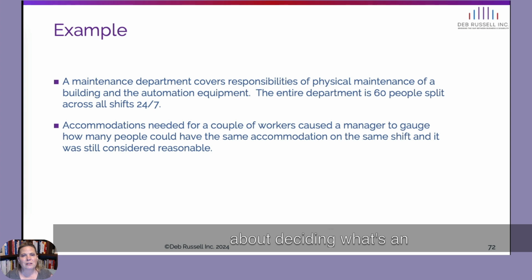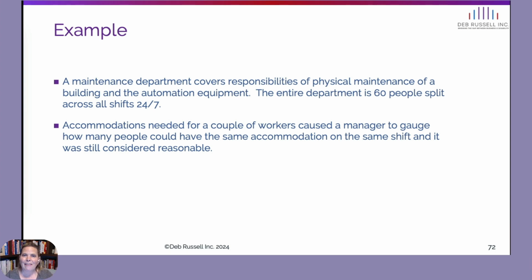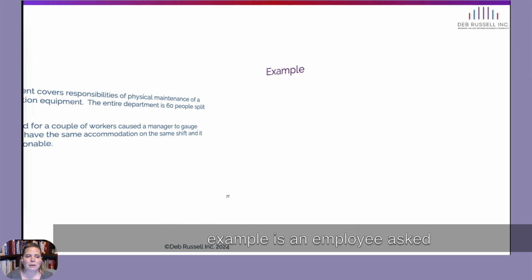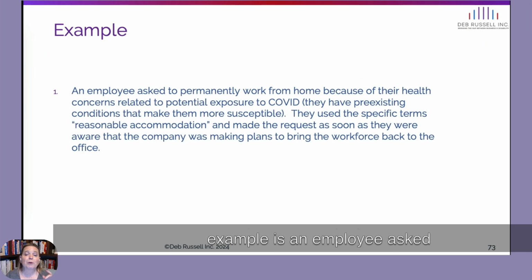But it was all about deciding what's an essential task and what's not an essential function of a job, and then working around that. But knowing that it's a sort of a common thing to not be able to use this cherry picker for people with a variety of different disabilities, and he wanted to be very inclusive. So it was a really cool example. Next example is an employee asked permanently to work from home because of their health concerns.